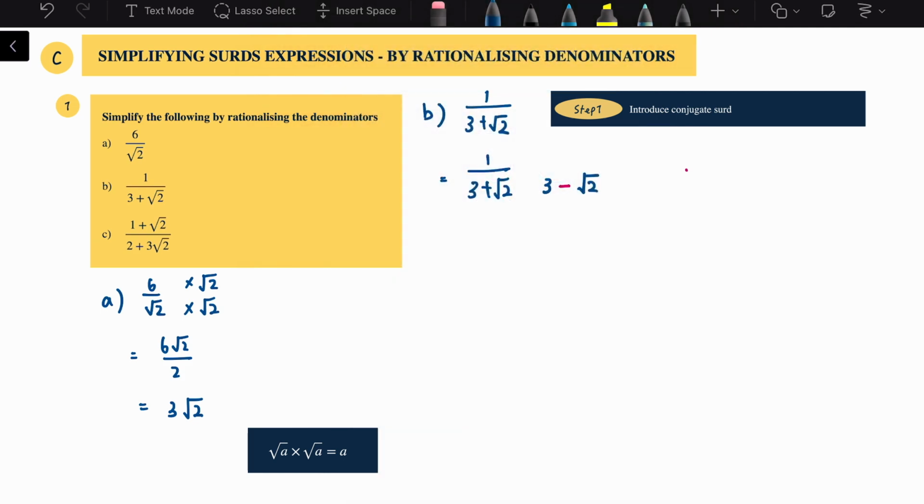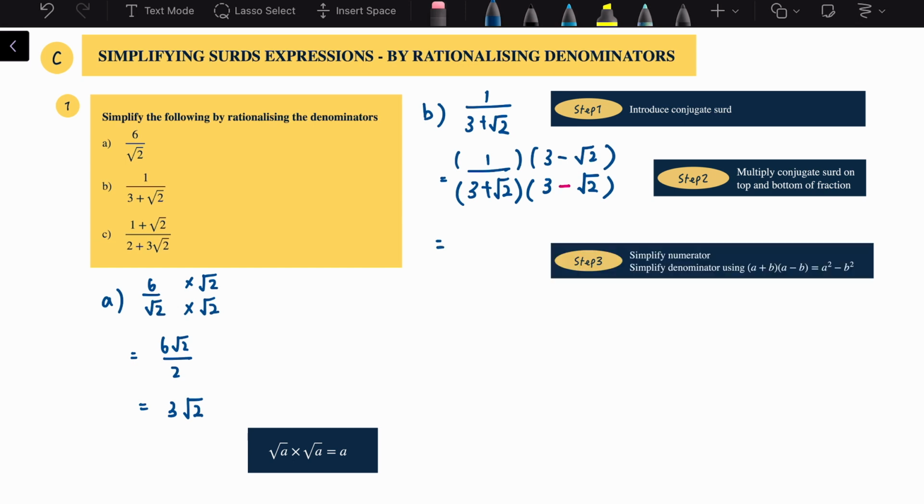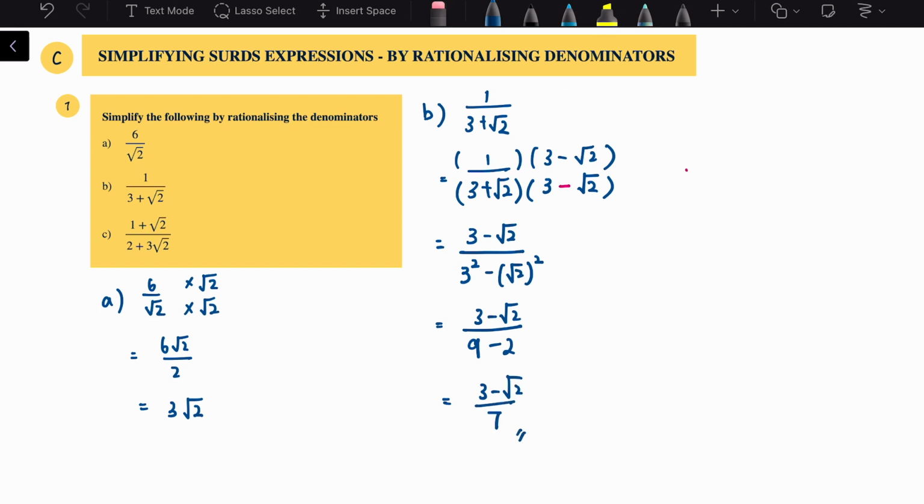Second, multiply the conjugate surd on the top and bottom of the fraction, making sure to write a bracket as well so that you can multiply all the terms correctly. Third, simplify the numerator by expanding, and the denominator using the difference of squares formula on the right as shown in blue. This will give us 3 minus root 2 over 7.